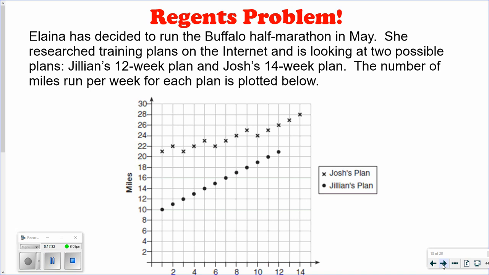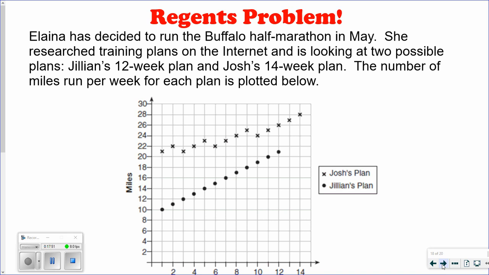So Elena has decided to run the Buffalo Half Marathon in May. She researched training plans on the internet and is looking at 2 possible plans. Jillian's 12-week plan and Josh's 14-week plan. The number of miles run per week for each plan is plotted. Which one of the plans follows an arithmetic pattern? Explain how you arrived at your answer.